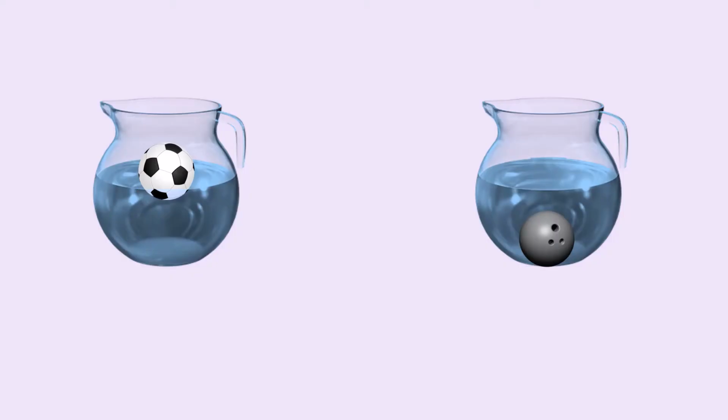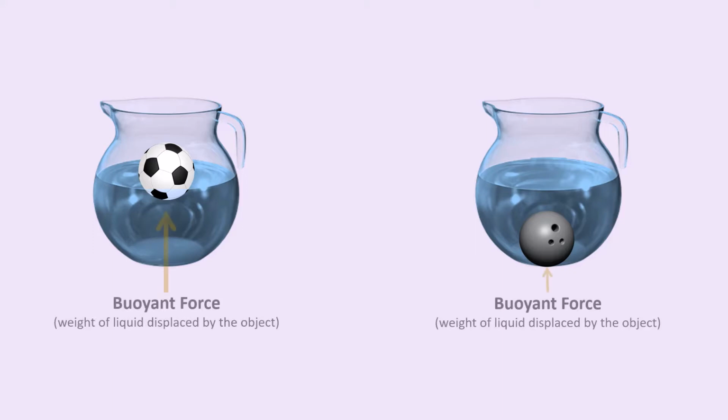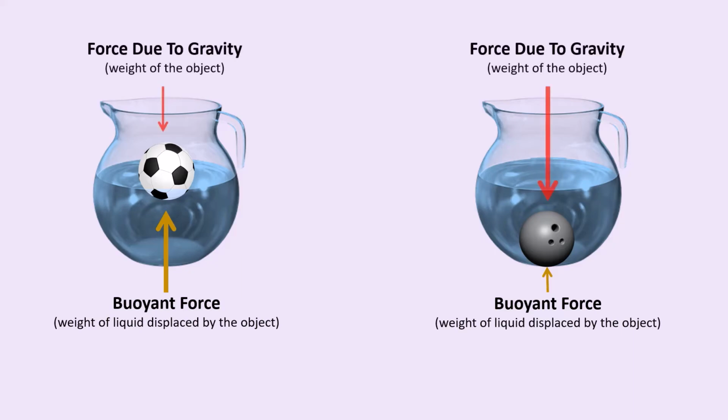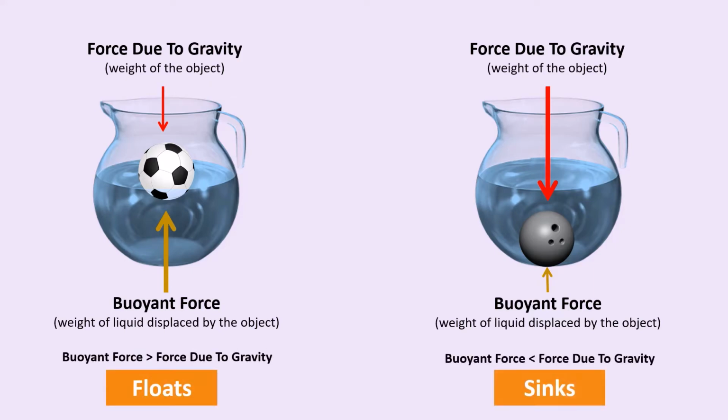When an object is immersed in a liquid, the liquid exerts an upward force on the object which is equal to the weight of the liquid displaced by that object, while the force due to gravity is acting downward on the object. So, if the weight of the liquid displaced by the object is equal to or more than the weight of the object, it would float, otherwise it would sink.